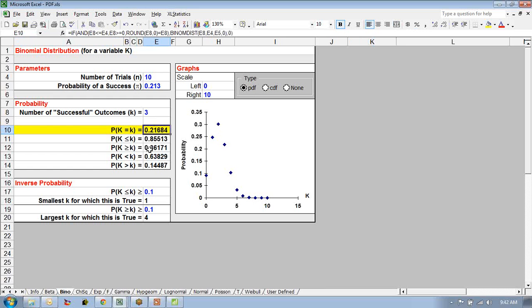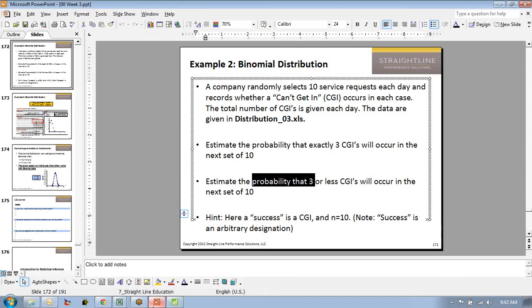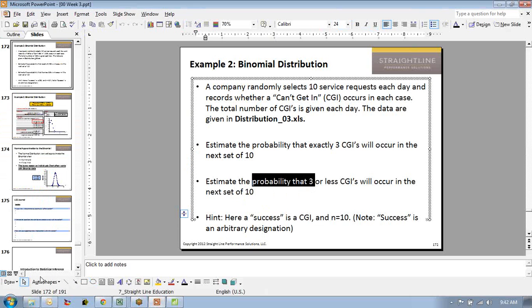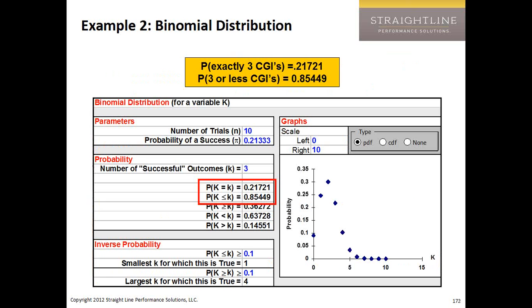And what's the probability that I have 3 or less? Yes, 3 or less. And 3 or less would be 85% chance that I have 3 or less. Okay? Now we'll go to the slideshow just to make sure that we've gotten this right. Hey, look at that, we did. Thank goodness. Okay, so we got that right.